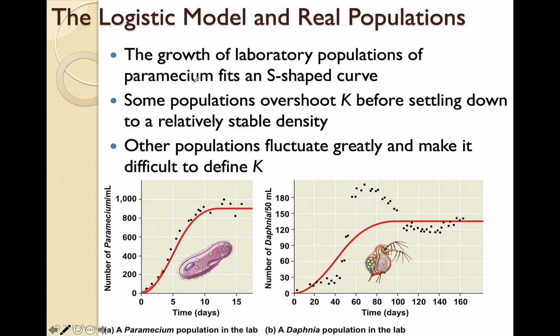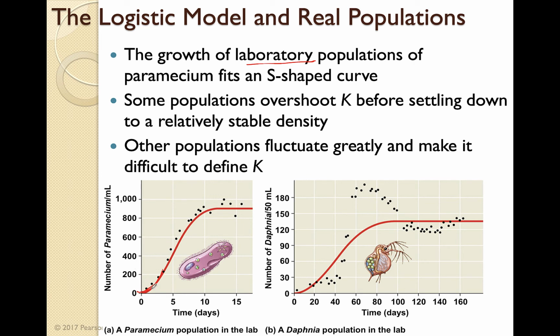So here are a few examples of real data of two different populations. Let's look first here. This is a paramecium, so that's a protist. And protists live in pretty much fresh water. So if we have a protist that we're putting in a laboratory population, we start with a few paramecium, and this is a lab, so we put them in an environment where they have some nutrients, they're going to grow, but it's also a lab, so it's a confined space.